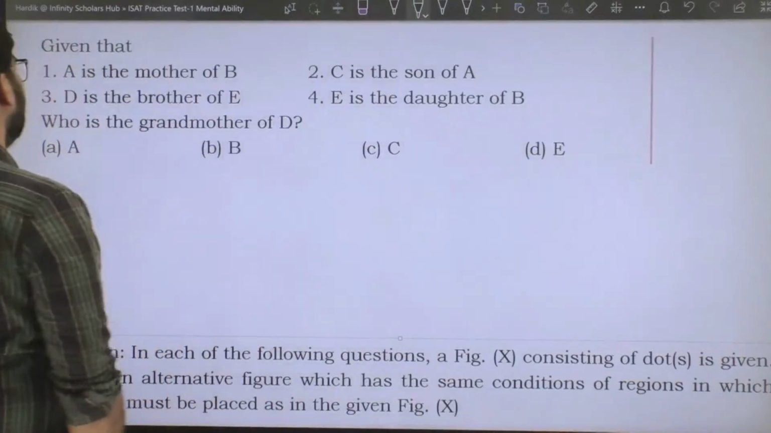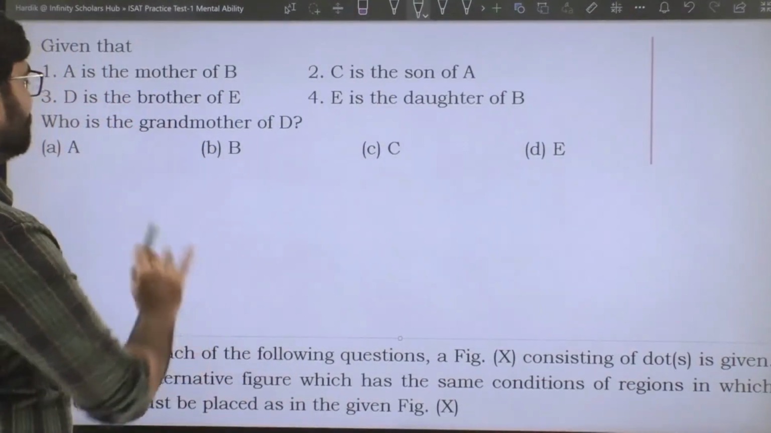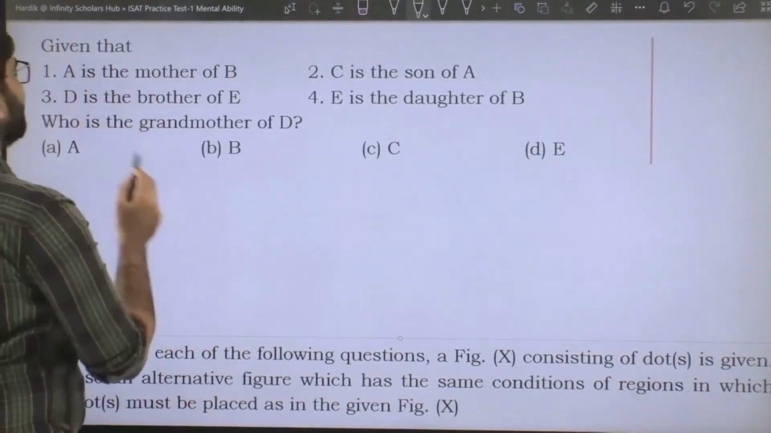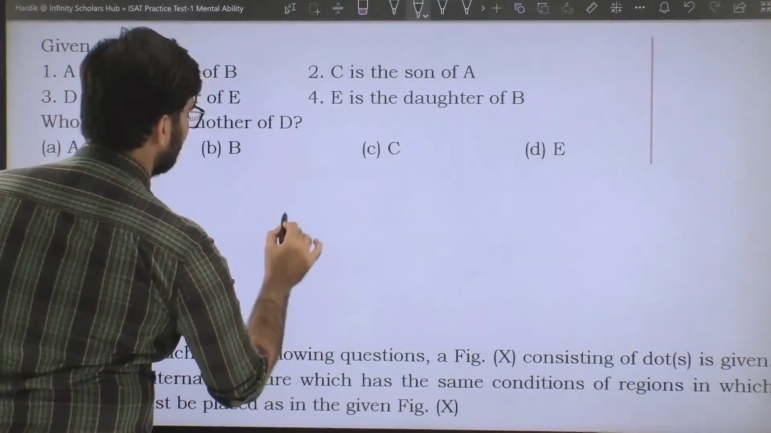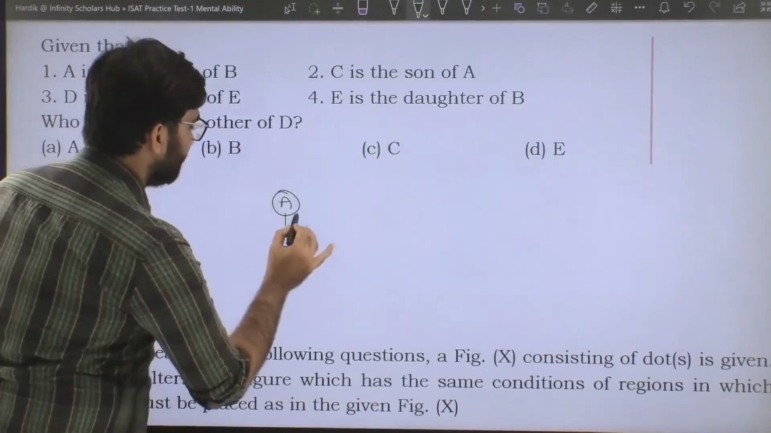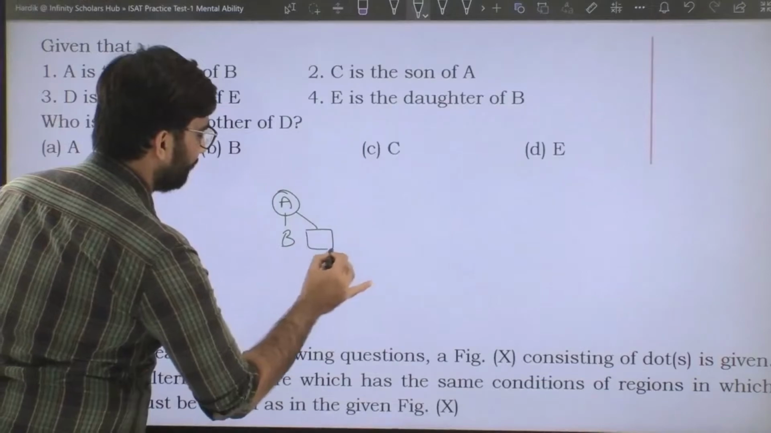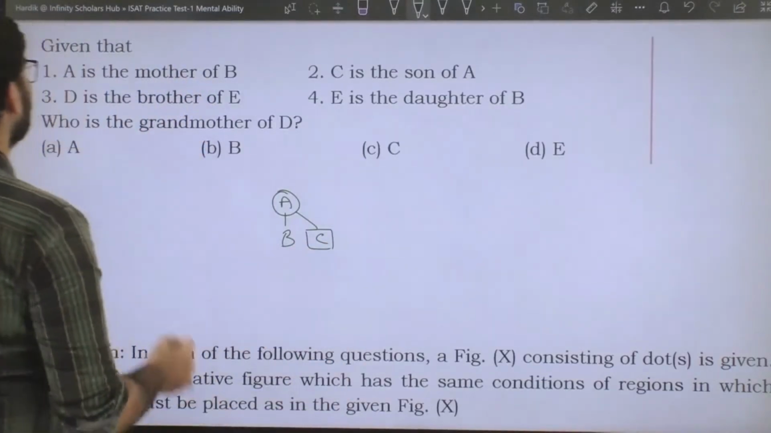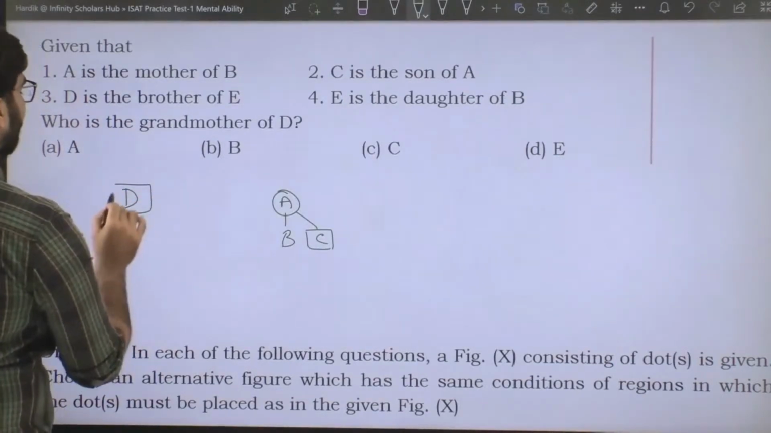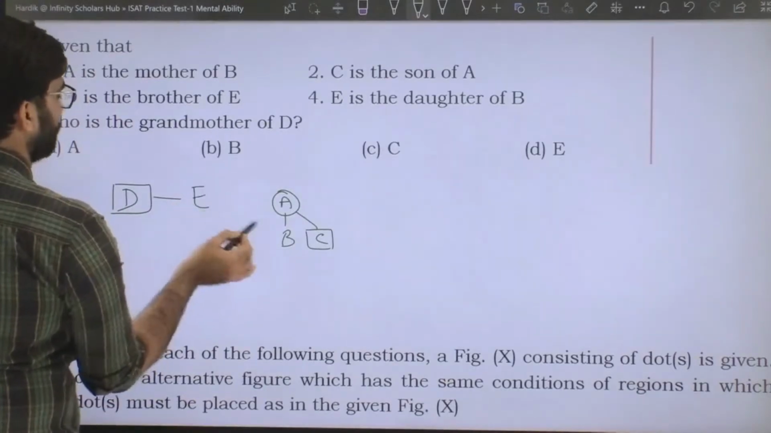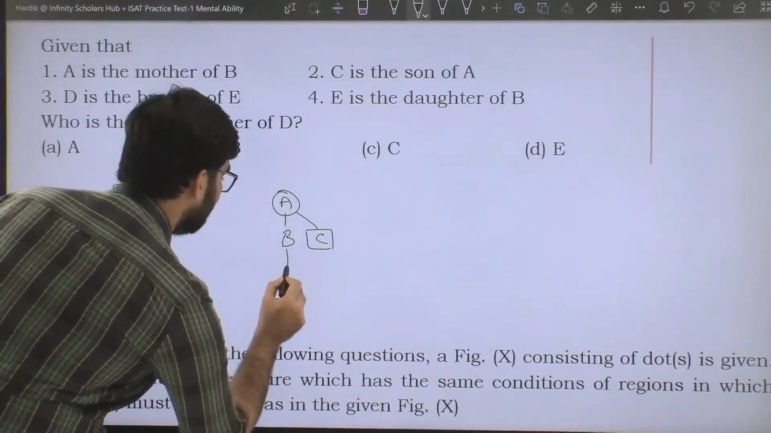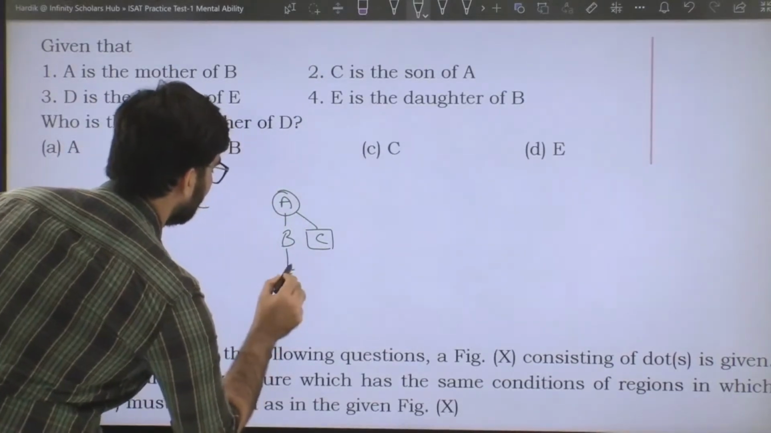It is given that A is the mother of B. Okay, so first of all we should make a chart of this, then we can come to some conclusion. So A is the mother of B, so this is B. After that, C is the son of A. Then D is the brother of E, so I will write on this side because right now I do not know where this will come in. Okay, and E is the daughter of B. Fine, so this is E.